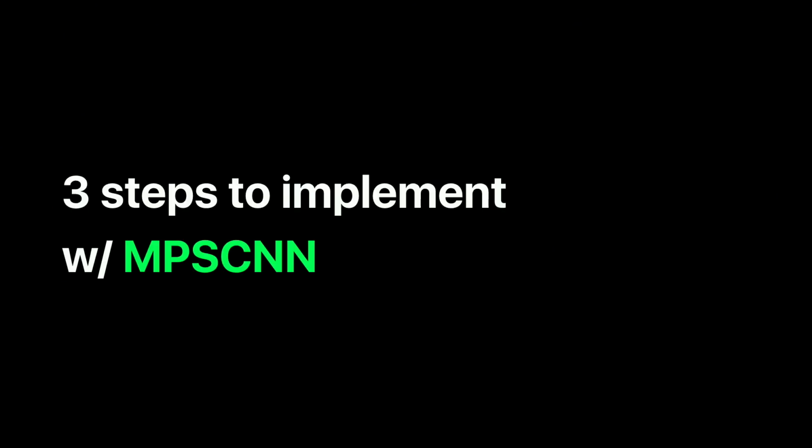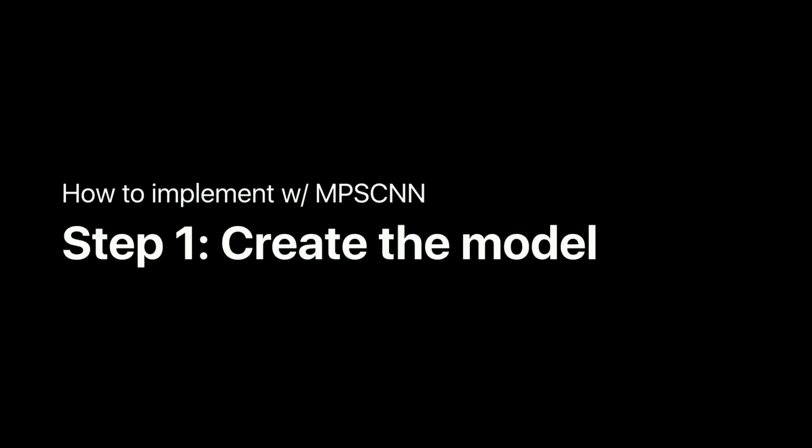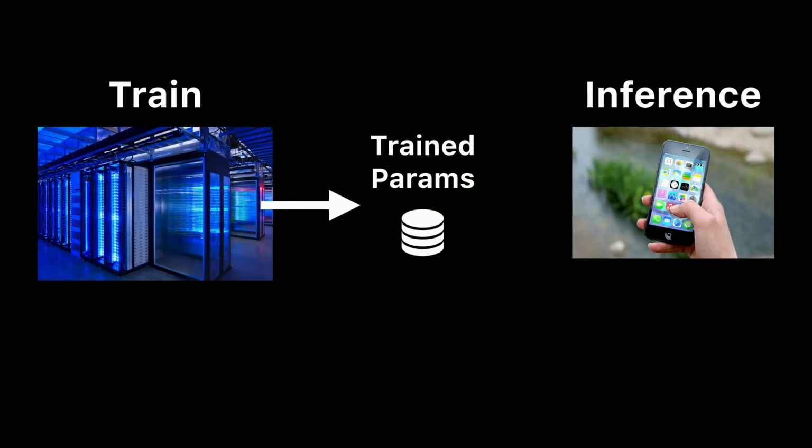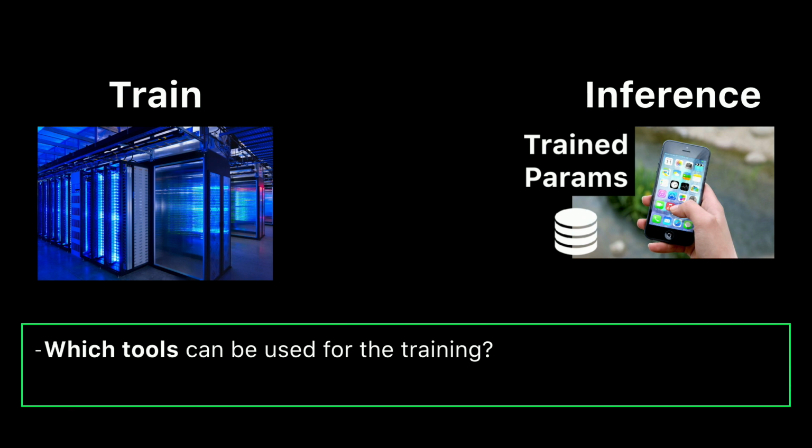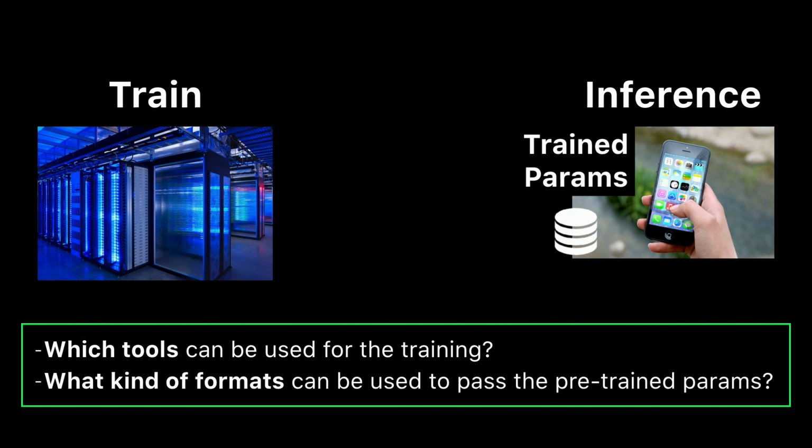I'll explain it with 3 steps. Step 1 is creating the model. As I already mentioned, iOS machine learning frameworks run the inference using pre-trained parameters. So, main topics for this training step are which tools can be used for the training, and what kind of format can be used to pass the pre-trained parameters to MPS-CNN.